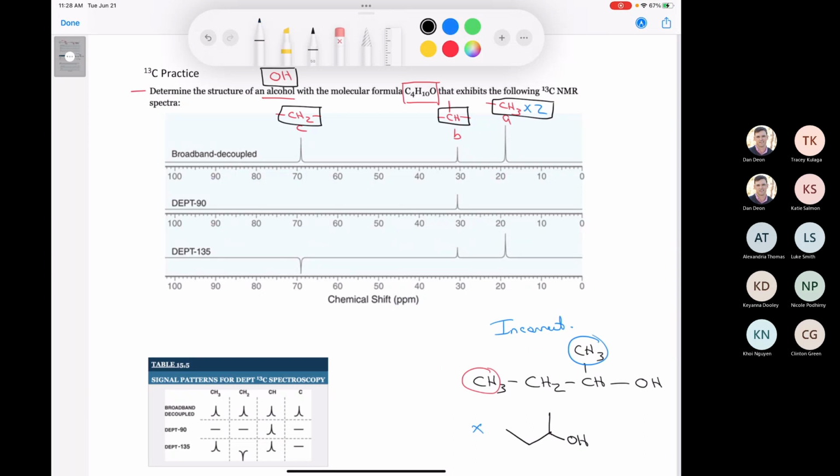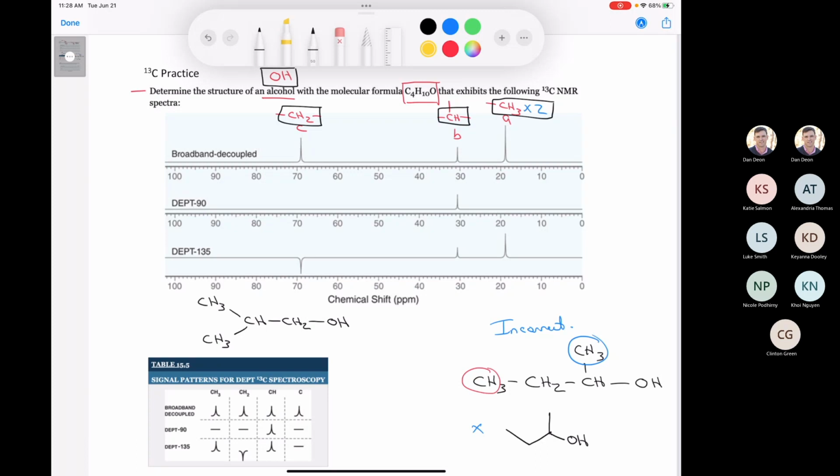What if I had them connected like this? If I had the two methyl groups both attached to the methine like this, then I had the methylene, and then I have the hydroxyl. My question to you is now, are these two methyl groups chemically and electronically equivalent? Would they be equivalent? Yes or no? Could anybody answer that?